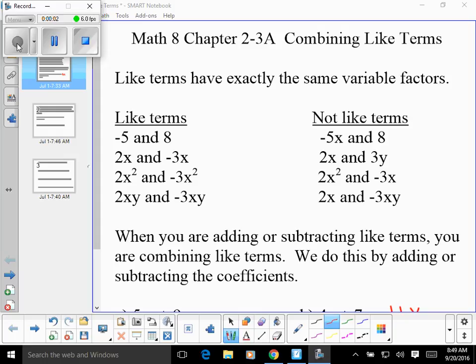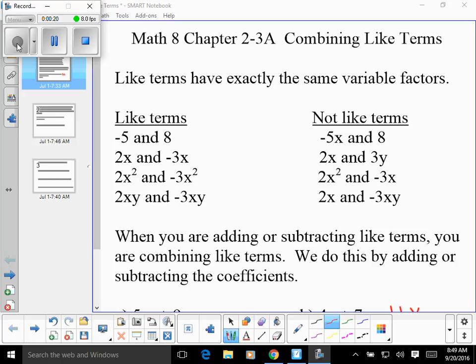Welcome back, class. Today we're going to be doing Chapter 2-3A, Combining Like Terms. This will remind you very much of a lesson we had in Chapter 1 when we were subtracting integers. Like terms will have exactly the same variable factors.